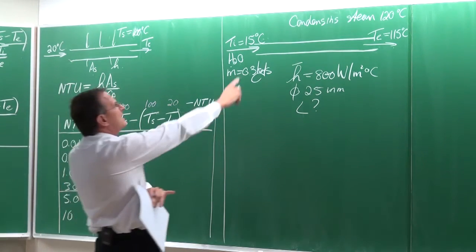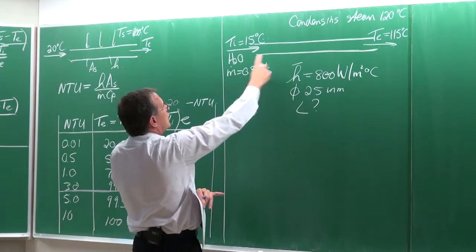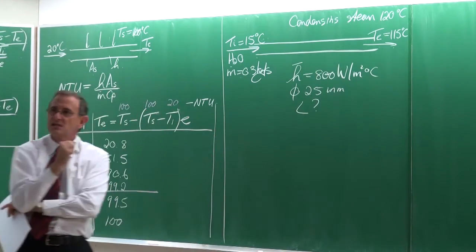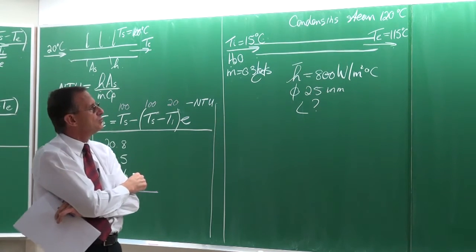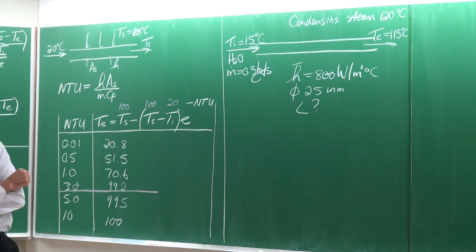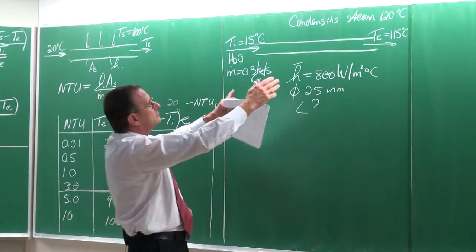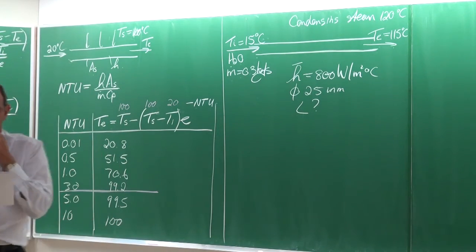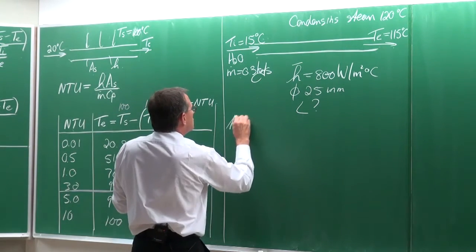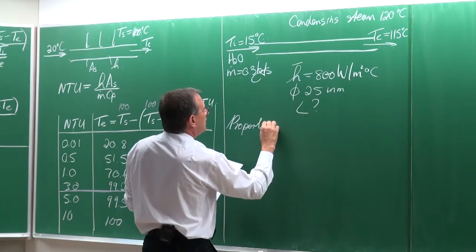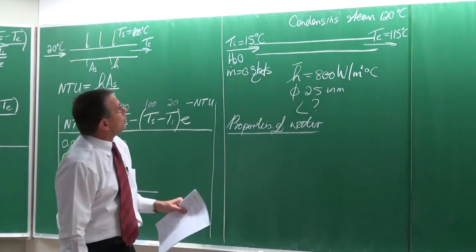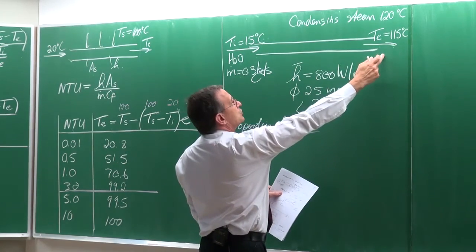So we have water at the inlet temperature of 15, mass flow rate of 0.3 kilograms per second. The average heat transfer coefficient of the water, which stays a liquid, is 800 watts per square meter degree Celsius. Tube diameter is 25, and they ask us what is the length of the tube that will be needed to get to that temperature of 115. Right, so let's look at the properties of water.